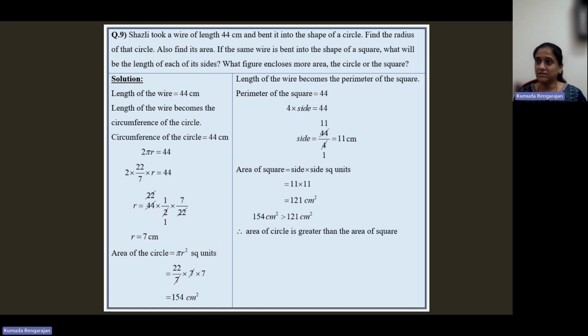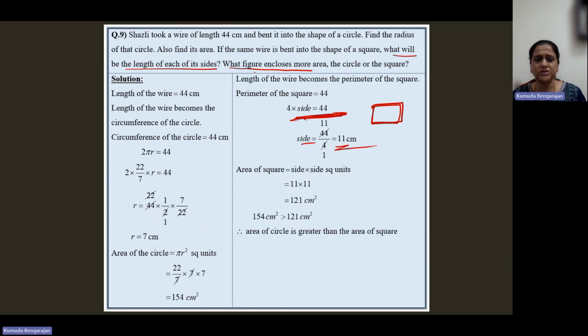First it was the circumference of the circle. Now it becomes the perimeter of the square. So what is 44? Perimeter of square. And what is the formula to find the perimeter of the square? 4a, 4 into side. So now 4 into side is 44. So the side of the square is equal to 11 centimeters.